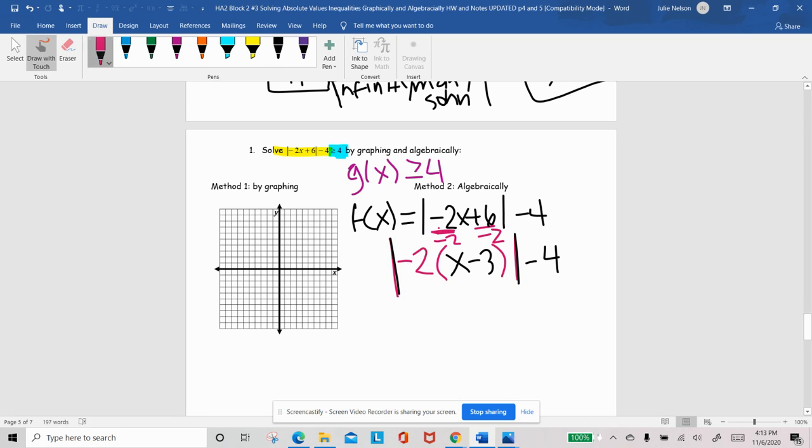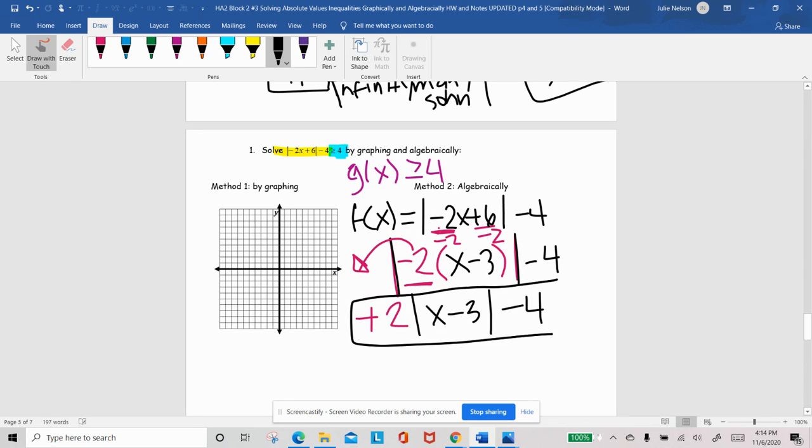Now again, I can't have this -2 inside the absolute value. I have to take that -2 out. When you take the absolute value of -2, it becomes +2. So now I have 2 times the absolute value of x minus 3 minus 4. So where is the vertex on my absolute value function? Remember, it's the opposite of the inside. Keep the outside. So it's 3 comma -4. So I'm going to go write 3 down. 1, 2, 3, 4.